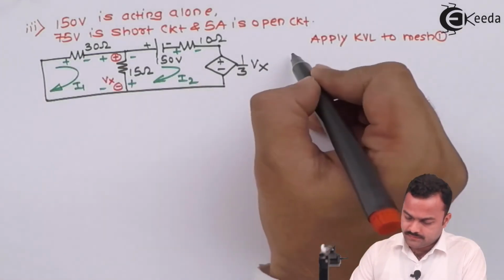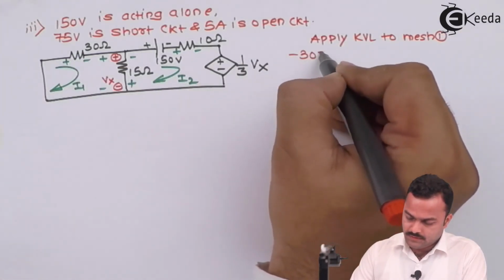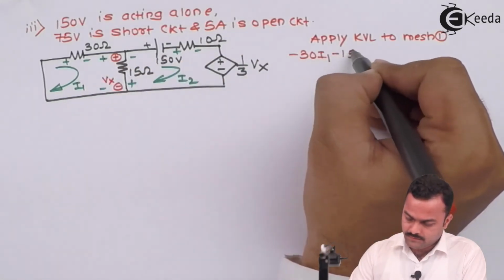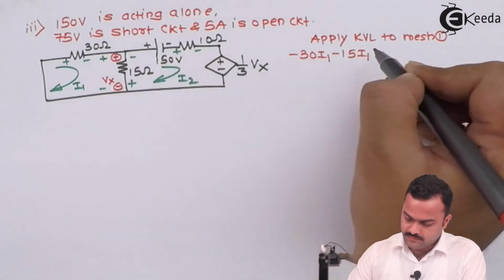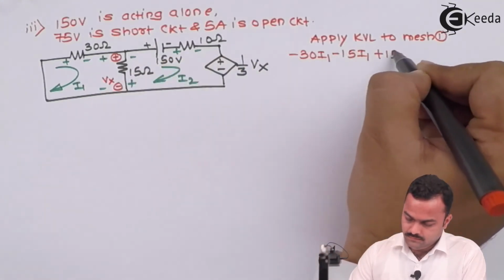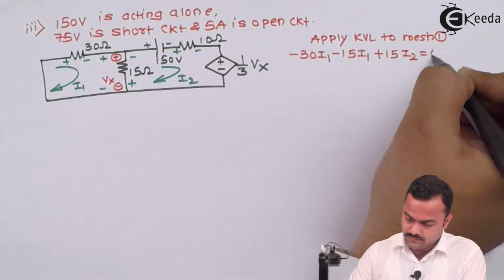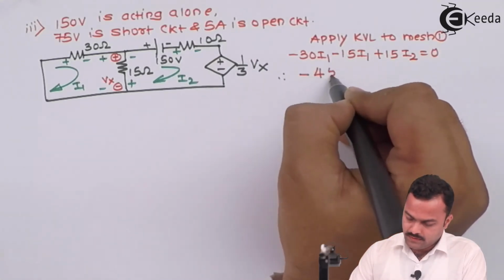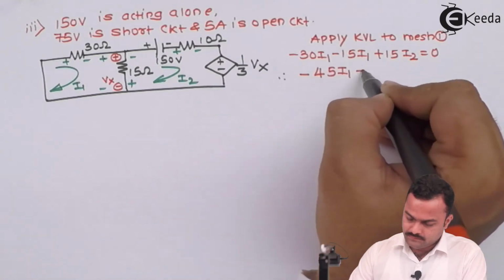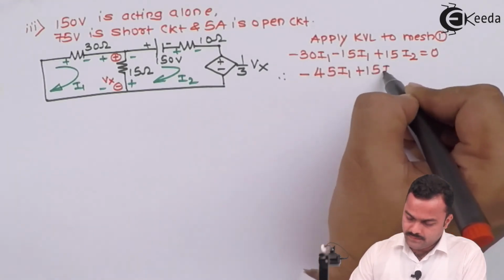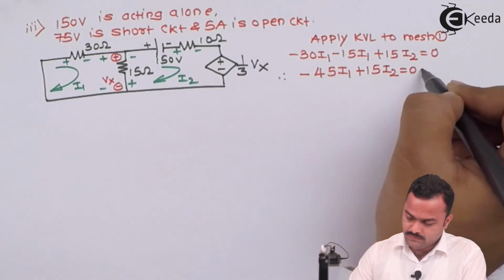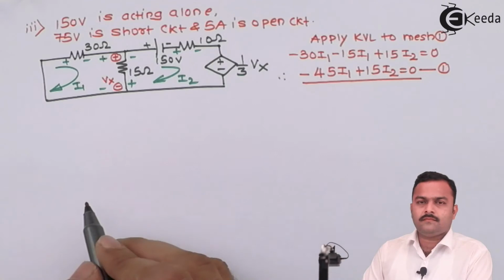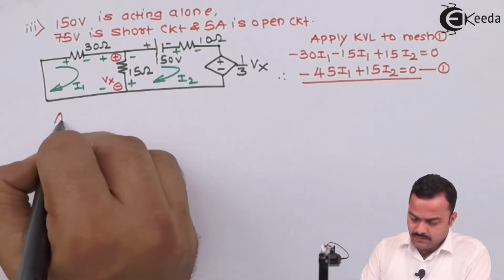Minus 30 I1 minus 50 I1 plus 50 I2 equal to 0. Simplification will give us minus 45 I1 plus 15 I2 equal to 0, as equation number 1. Let's apply KVL to mesh 2 now.